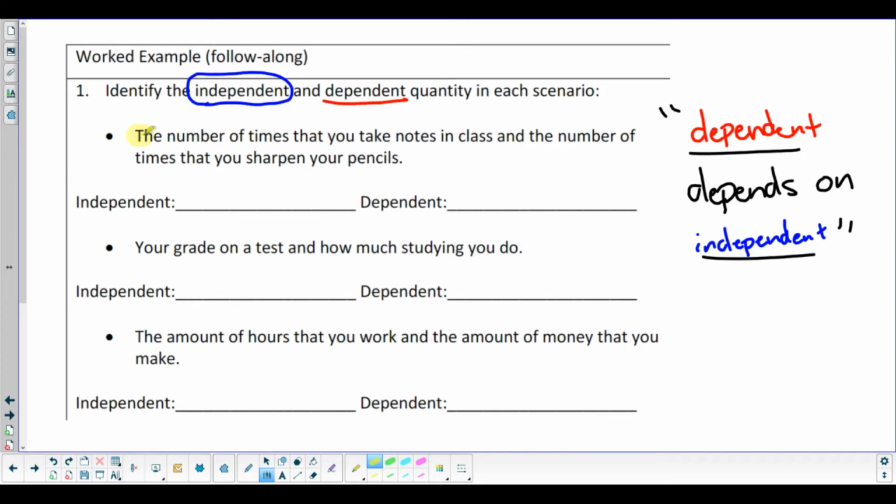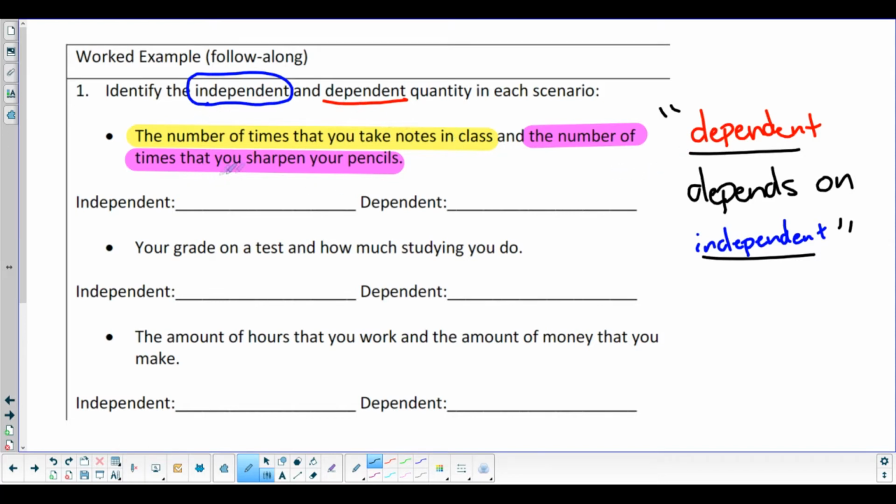The first one is the number of times that you take notes in class and the number of times that you sharpen your pencils. Now, these are related, I mean, hypothetically, right? Maybe not everyone takes notes in pencil, and maybe you have a mechanical pencil. I don't know. But just pretend for a second we're using Ticonderogas. We have to think about which one of these things depends on the other. And so I'm going to read both in my head and figure out which one makes more sense.